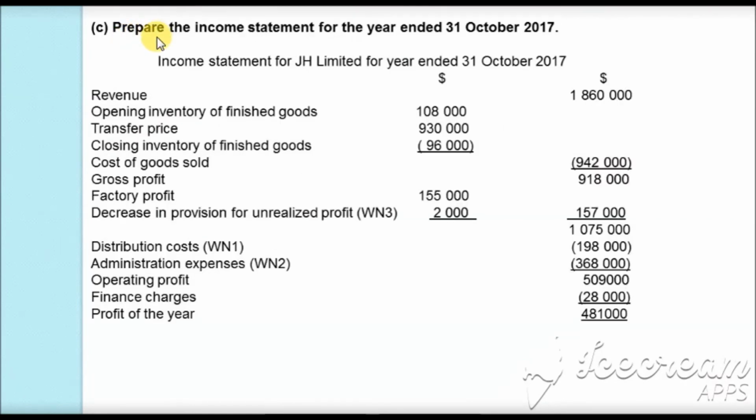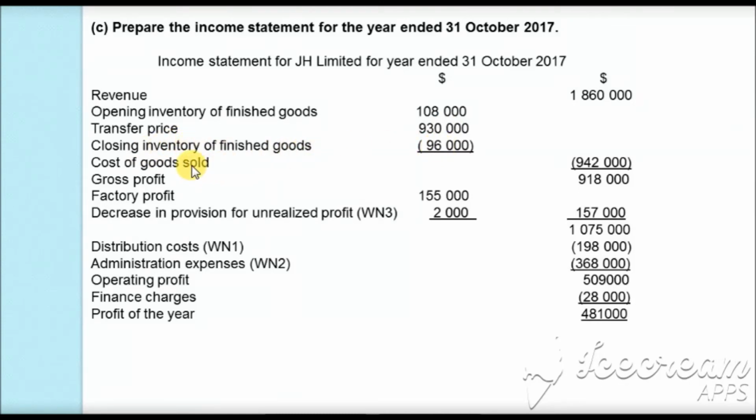In the bit C of the question, we are asked to prepare the income statement for the year ended 31st October 2017. So let's make the income statement for JH Limited for the year ended 31st October 2017. We'll start with the revenue, which was given as $180,000. Then we'll take the opening inventory of finished goods as $108,000. Then the transfer price, which was calculated in the manufacturing account as $930,000. Then the closing inventory of finished goods will be subtracted as $96,000.